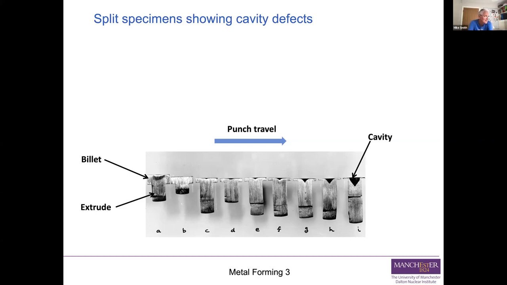And you can see that as the extrude gets longer and the material left in the billet gets smaller, a cavity defect forms at the back.